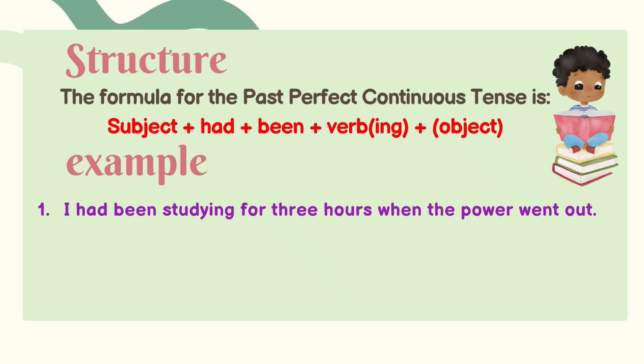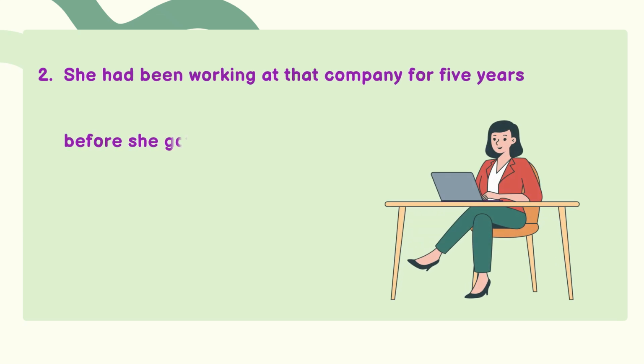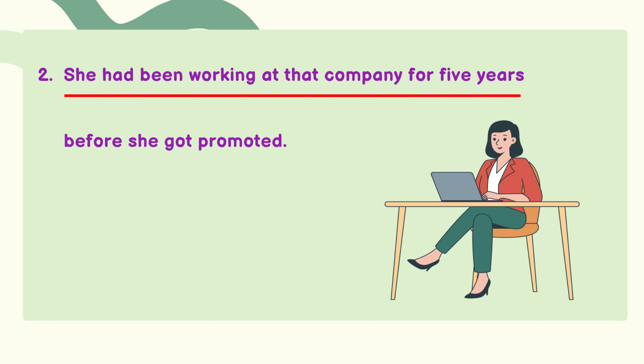If we break down this sentence, the first part of the sentence shows the continuity and duration of an action, while the second part of sentence shows a completed action. Let's have another example. She had been working at the company for 5 years before she got promoted. In the same way, the first part of the sentence shows the continuity and the duration of action, while the second part of sentence shows the completed action. So the past perfect continuous tense is composed of two actions.